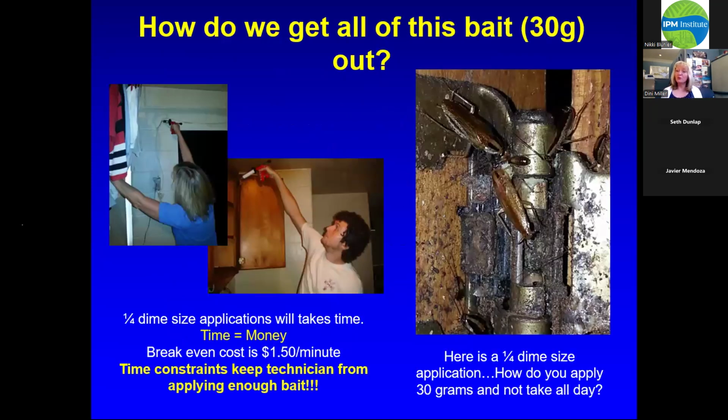Well, one of the things we realized going out there is if we applied, as the label suggests, these little dime-sized placements of bait, like you see in that picture on the right with the cockroaches on it, it took forever to get 2 tubes of bait out. And again, the break-even cost for these pest technicians is $1.50 per minute. And they would never take the time that is required to apply this much bait. And I thought, well, what are we going to do to get 30 grams or 60 grams out?